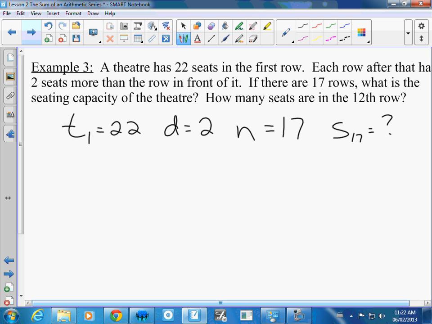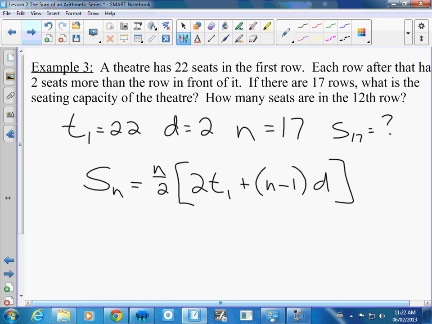Write down the formula. S of n equals n divided by 2 times, in brackets, 2 T1 plus n minus 1 times d. Okay. Fill in the numbers. Let's see if you can do the math. I'll give you a minute or so to do it. Fill in the numbers. Do the math. Under 1,000, just so you know. If you get over 1,000, you screwed up. Where's your calculator? Pick it up. You need it.